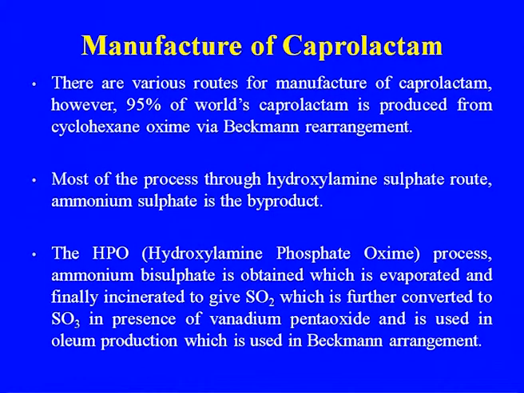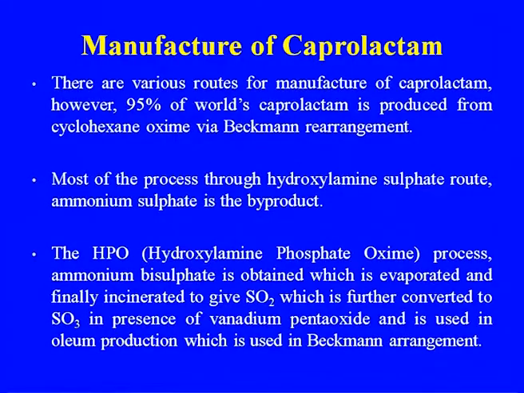Ammonium sulfate is a byproduct, as I told you; at the various stages we get ammonium sulfate in the process, almost 3 times the amount of the caprolactam we are producing. In the hydroxylamine phosphate oxime process, ammonium bisulfate is obtained, which is evaporated and finally incinerated to give SO2, which is further converted to SO3 in the presence of vanadium pentoxide and used in oleum production. So in this process we are using sulfuric acid also.